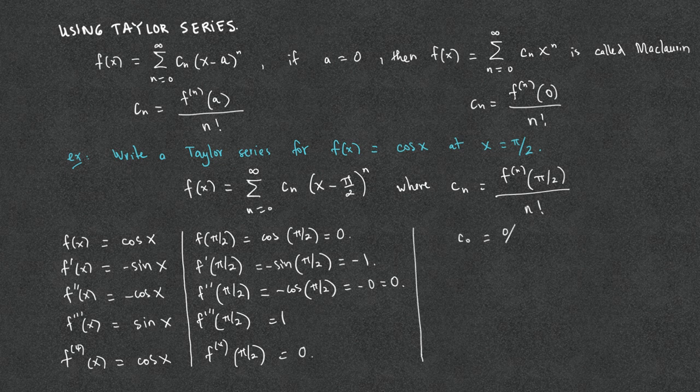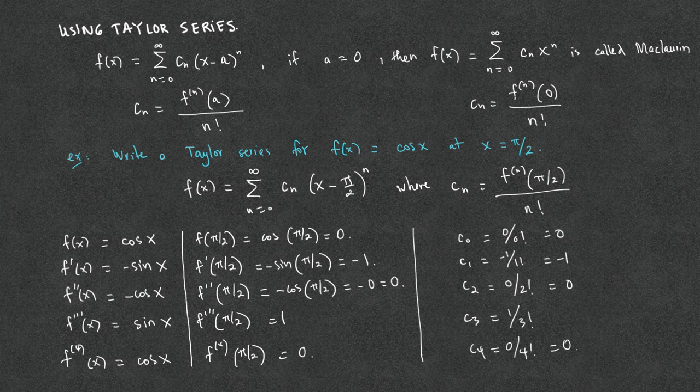So the coefficient c sub 0 is 0 over 0 factorial, which is 0. C sub 1 is minus 1 over 1 factorial. C sub 2 is 0 over 2 factorial. C sub 3 is 1 over 3 factorial. And c sub 4 is 0 over 4 factorial.